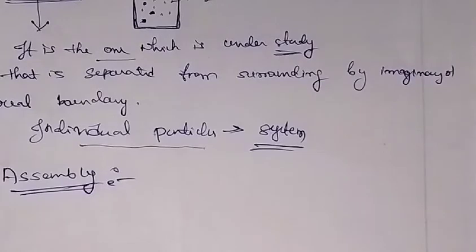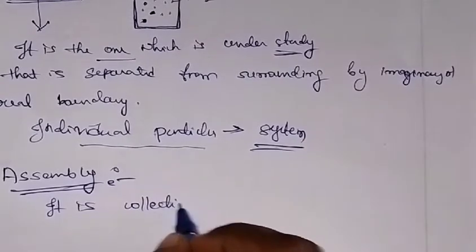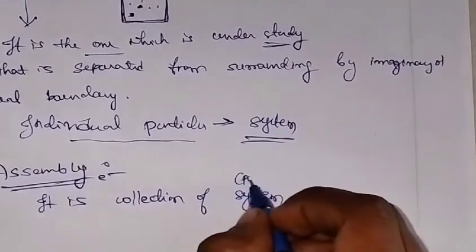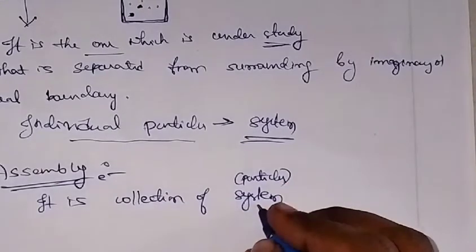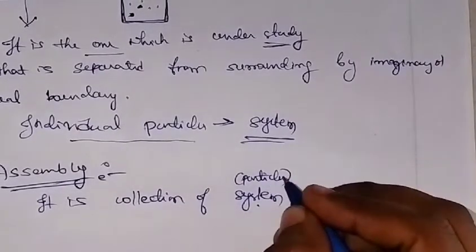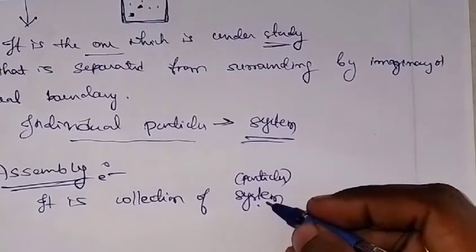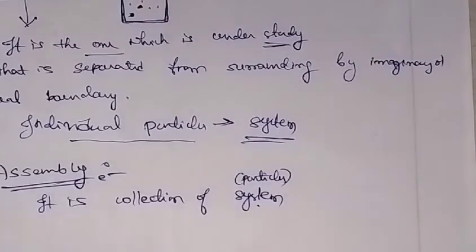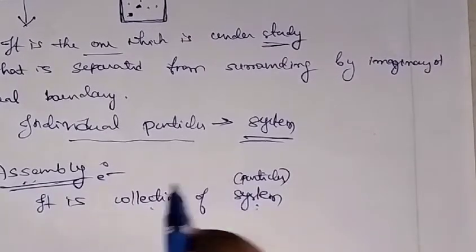Now we will see what is assembly. Assembly is nothing but a collection of systems. System means an individual particle. Whenever I say particle, you should understand that it is a system, and whenever I say system, you should understand that it is an individual particle. But assembly means a collection of particles or a collection of systems.